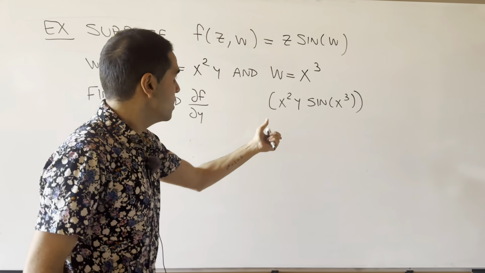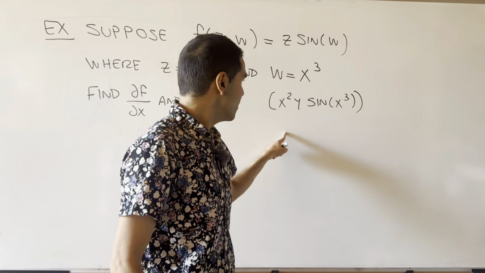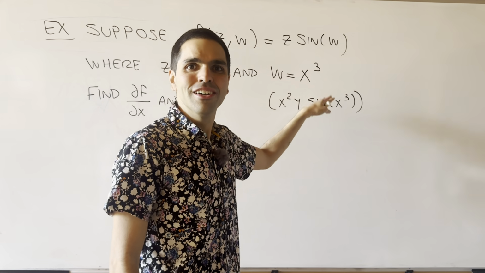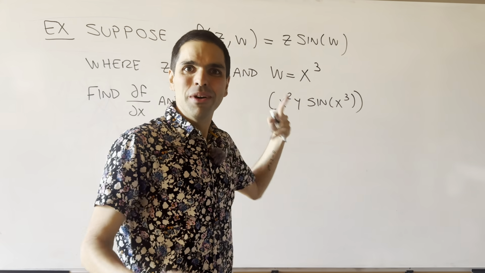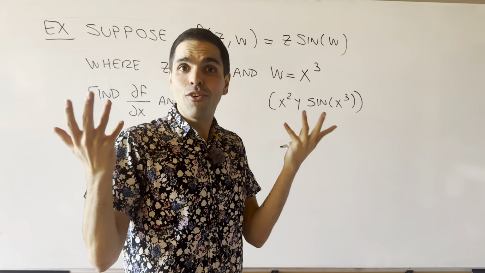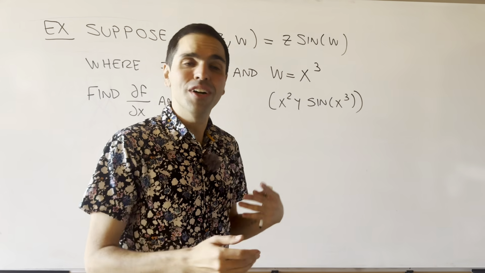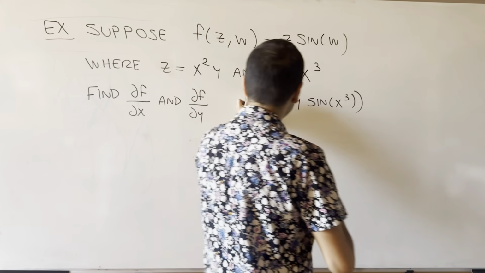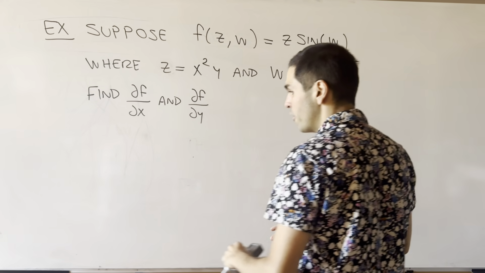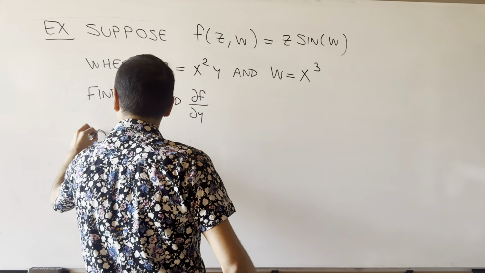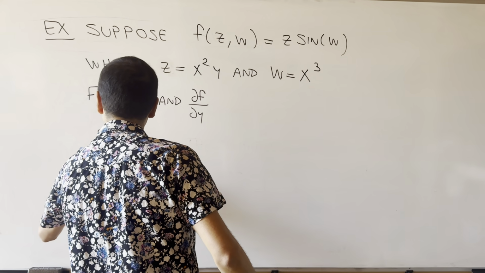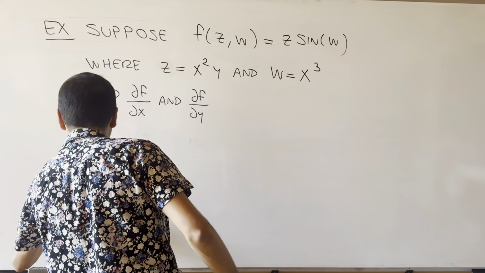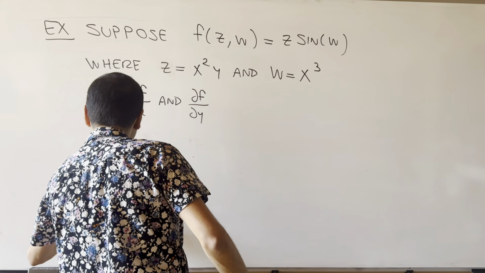You may ask, why not do it directly? Sure, if you have a concrete formula for f, you can do it directly, but it's more useful for theoretical purposes when you do things abstractly. So now, let's just follow the chain rule diagram. So once again, f depends on z and w, and z depends on x and y, and w depends on x and y.